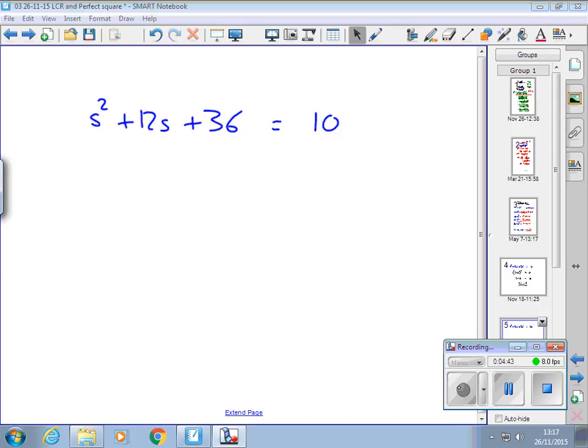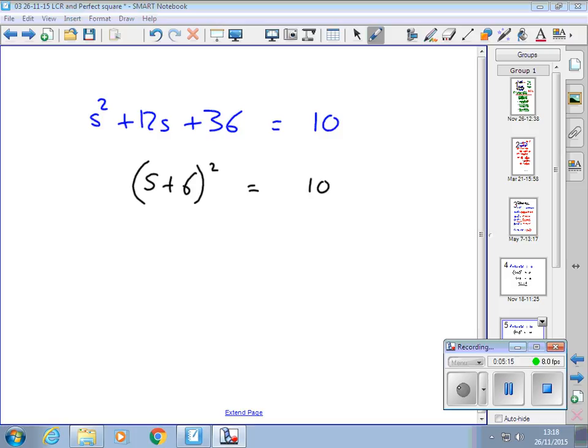How about something like that, look? S squared plus 12s plus 36 equals 10. Is the left-hand side a perfect square? Right. So how can I rewrite it? I can rewrite it as S plus 6, S plus 6, all squared equals 10.